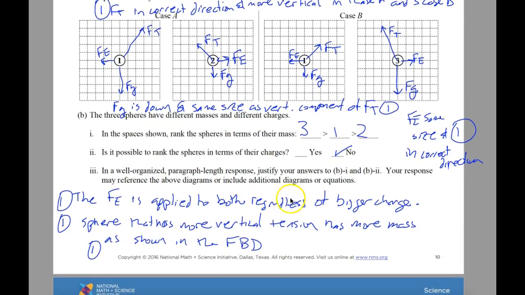In a well-organized paragraph, we have to justify that. We said that the force of electricity is applied to both regardless, and then we said that the sphere with more vertical tension has more mass, and then you have to just say as shown in that free body diagram. That's why it is the way that it is. And that is the end of this problem.